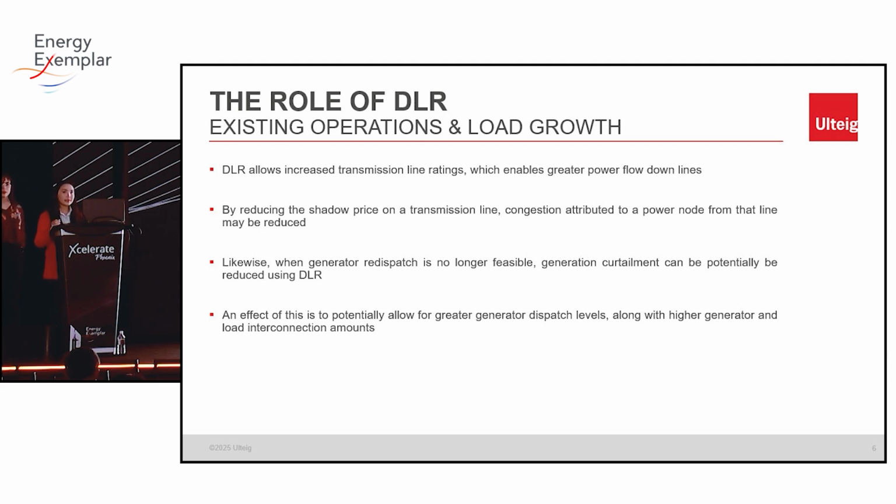Interconnection studies are based on transmission ratings and contingencies. So raising the rating of the constrained transmission line can lead to expanded headroom for the interconnecting resources. In summary, utilizing dynamic line rating can enhance overall grid efficiency by reducing congestion, increasing transmission capacity, and lowering generation curtailment.